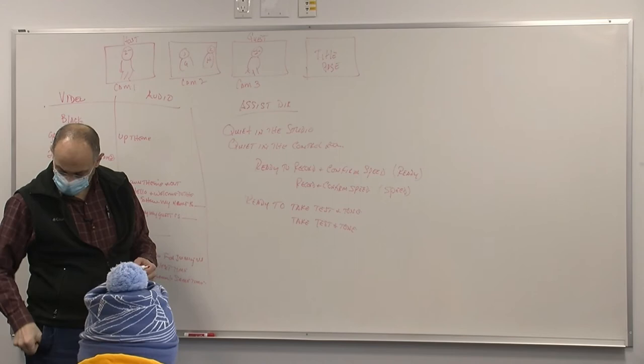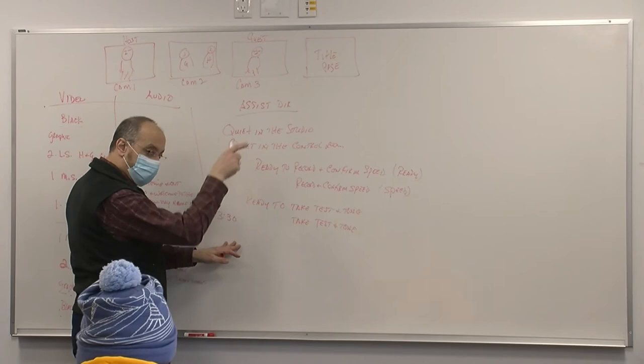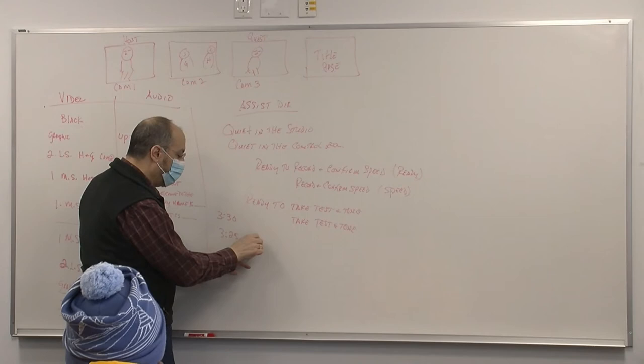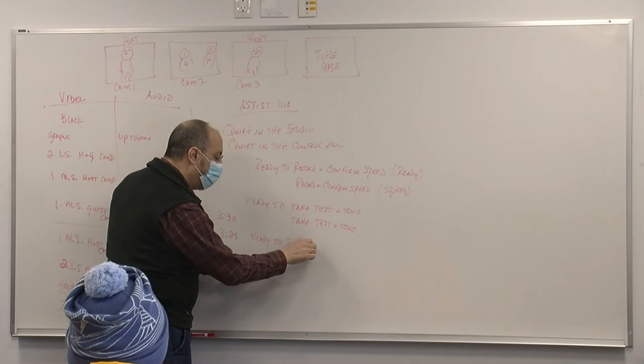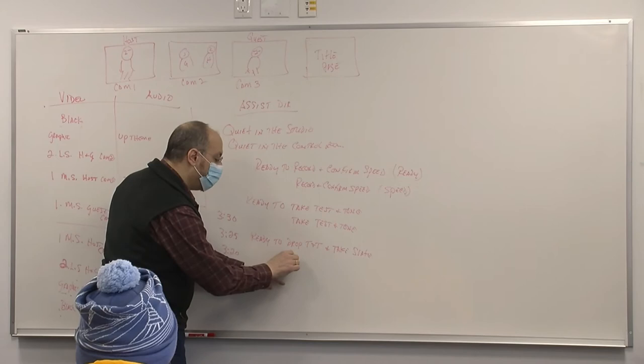And at the same time, I'll start the clock, counting down from 3 minutes and 30 seconds. It starts counting backwards. And then it goes to 3:25, and I'll say ready to drop, test, and tone, and take slate. And then at 3:20, I'll say drop, test, and tone, and take slate.